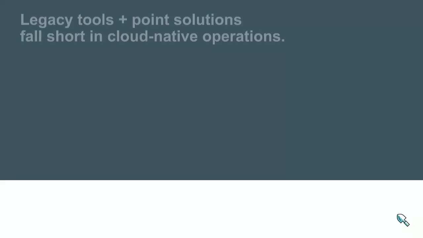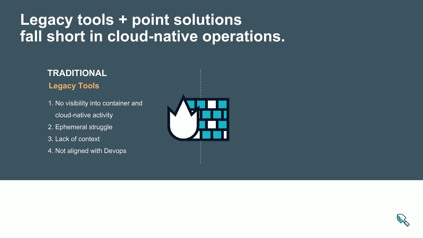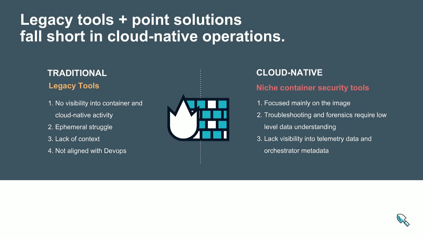So we are going to see how we can do a bunch of things to protect from these scenarios. The problem is that legacy tools basically don't work with this new infrastructure. They have no visibility into containers. They struggle when things come and go, like we see in Kubernetes and OpenShift. They don't understand the orchestration context, like namespaces, deployments, services. They are not prepared for DevOps.